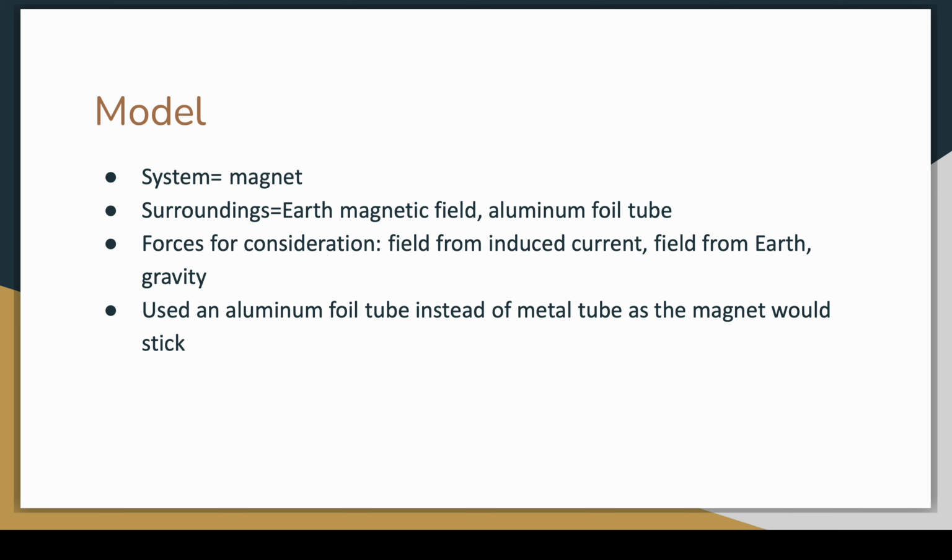Now, the model. The system of this experiment is the magnet, and the surroundings are the Earth's magnetic field and the aluminum foil tube. The forces for consideration are the field from the induced current in the tube, the magnetic field from the Earth, and gravity. We use an aluminum foil tube instead of a completely metal tube, as the magnet would get stuck inside the tube. So we use aluminum foil to replicate the magnetic fields.